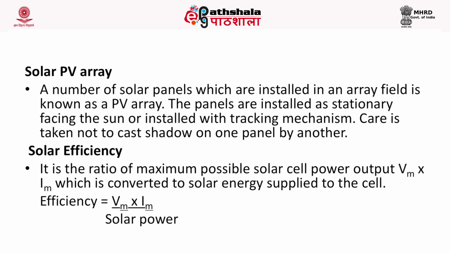What is solar efficiency? It is the ratio of maximum possible solar cell power output, that is Vm multiplied by Im, that is voltage and current, which is converted from the solar energy supplied to the cell. So, efficiency is equal to the product of Vm and Im divided by the solar power.